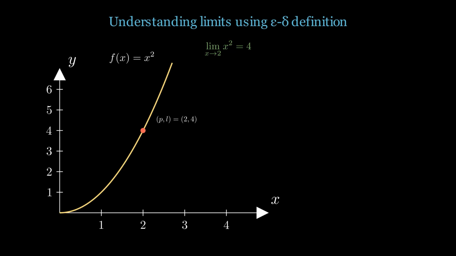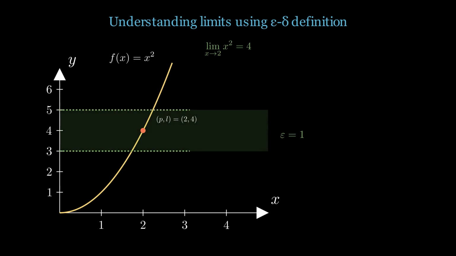To understand this, let's choose a small positive number epsilon. Suppose we take epsilon equal to 1. This means that we draw a horizontal band extending 1 unit above and 1 unit below the point 4 on the y-axis. This shaded region is what we will be calling an epsilon band.